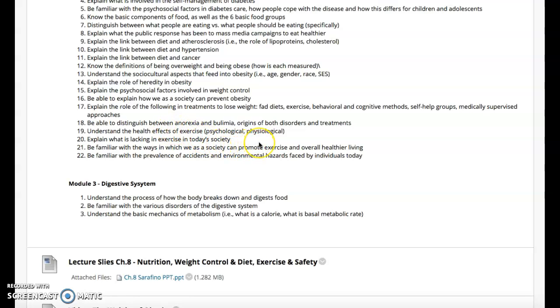The health effects of exercise. What benefits do we get psychologically and physiologically when we exercise? And what's lacking in exercise today in society? Where are we falling short? How are we missing the mark? Why are we the most obese nation on the planet? It has a lot to do not just with what we're eating, but the types of exercise we're getting or lack thereof. We live a very sedentary lifestyle here in America, so we want to talk about some of those aspects.